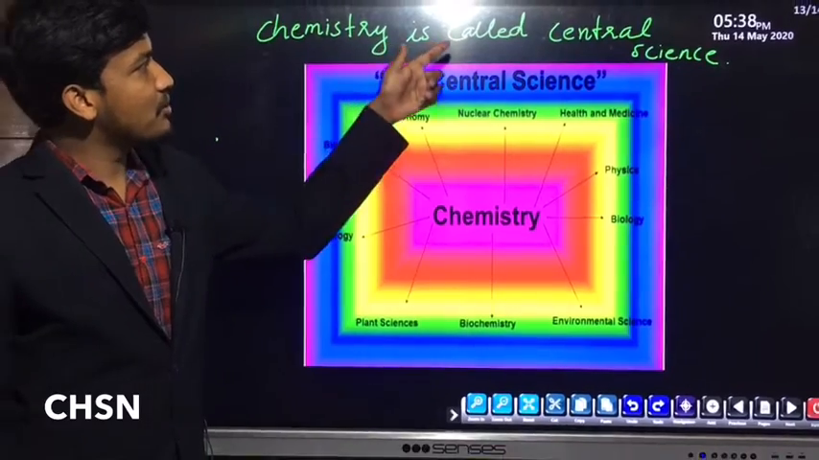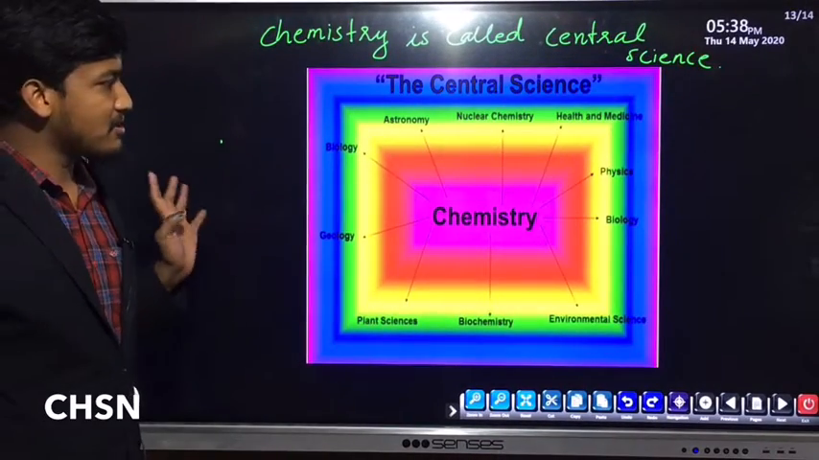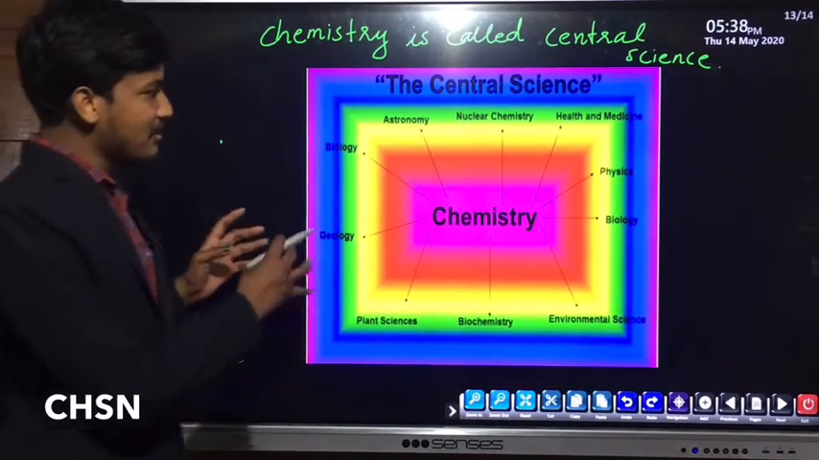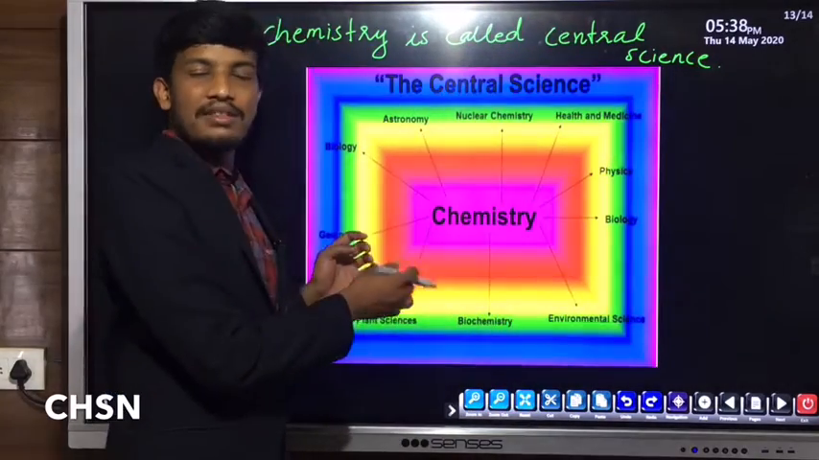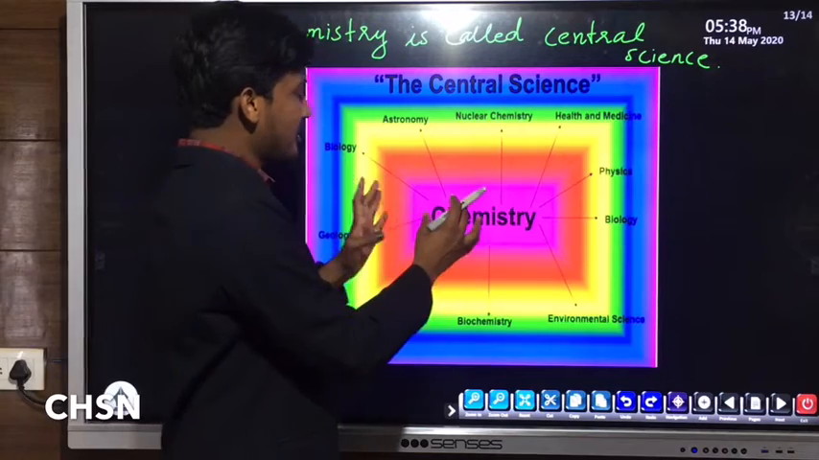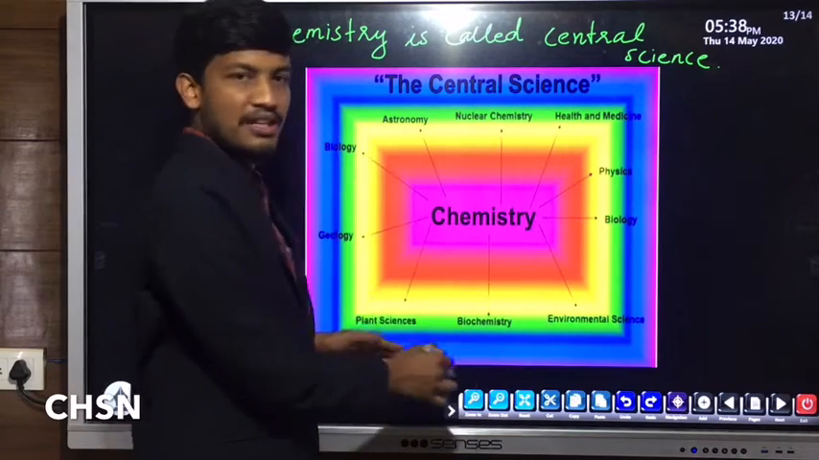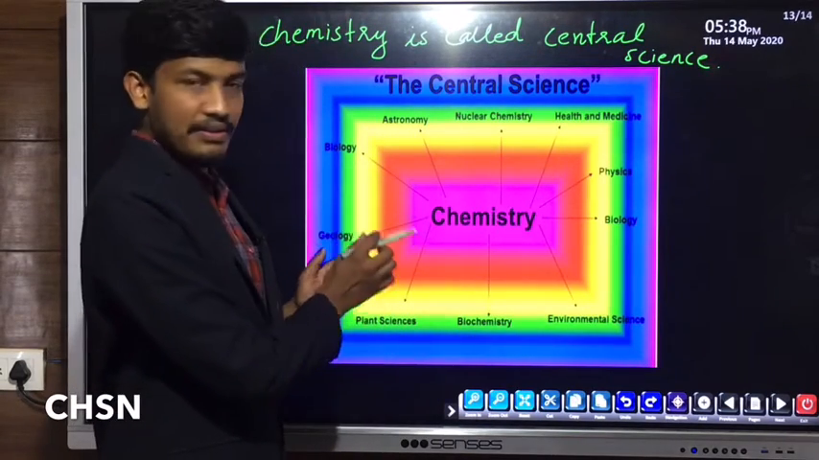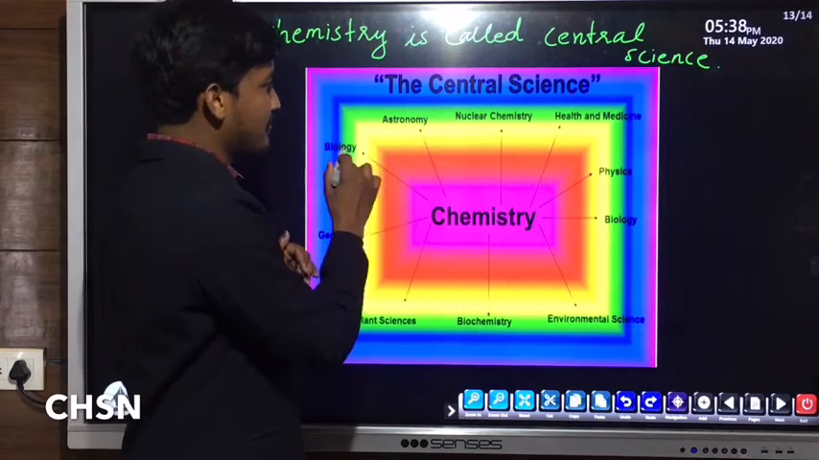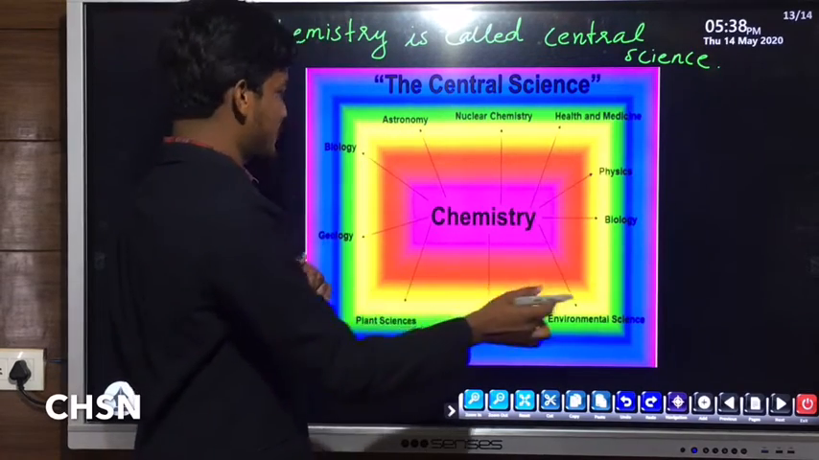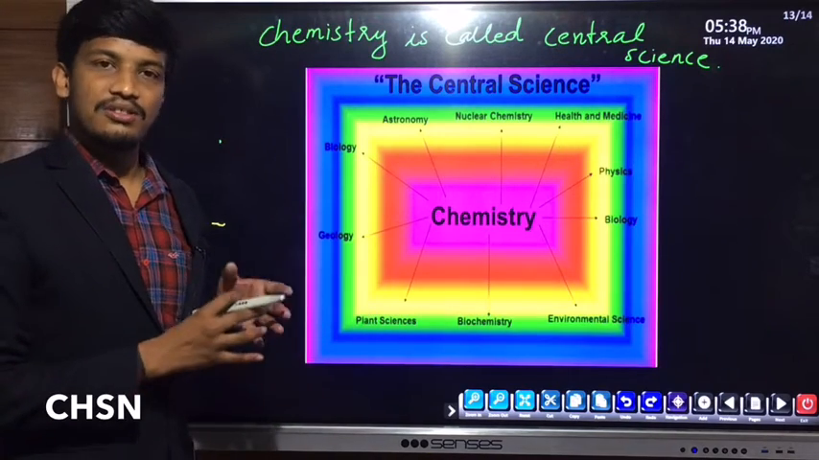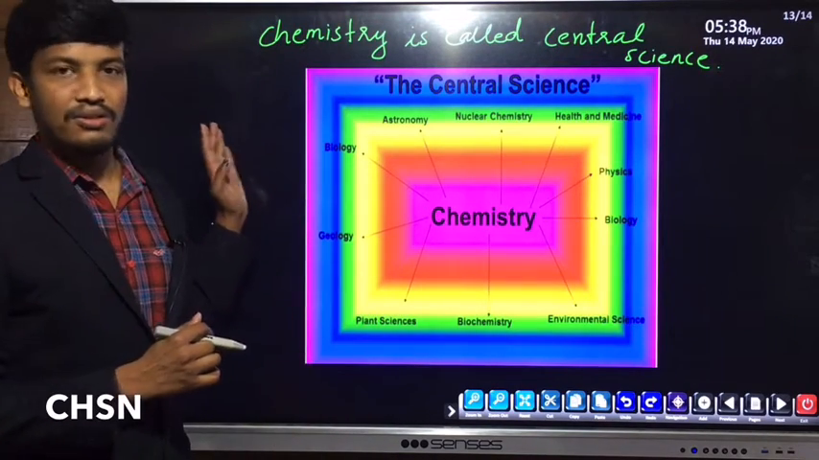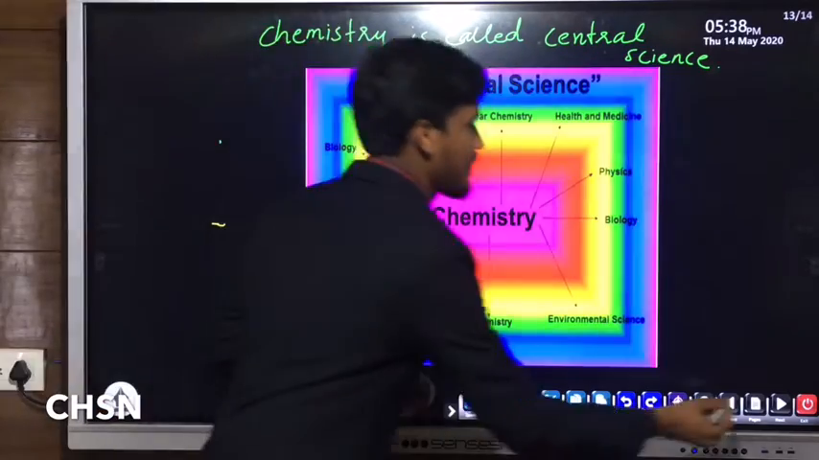Chemistry is also called the central science. Chemistry is called the central science because chemistry connects other branches of science with each other. See this figure, chemistry connects all the other branches of science with each other. Chemistry connects biology, astronomy, physics, environmental science, and geology with one another. So that's why chemistry is called the central science.